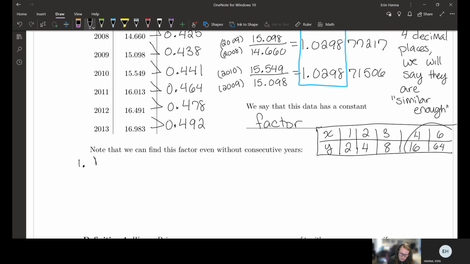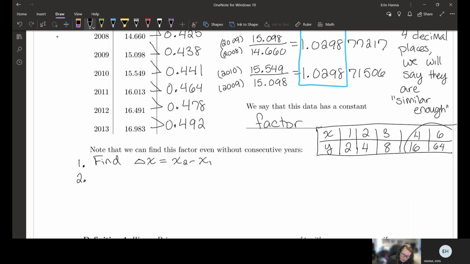What you're going to do is find what we're going to call delta x. So this is going to be some x2 minus x sub 1. Now this is even going to work even if you have consecutive years. So you can still use this process even if you have consecutive x values. So you're going to find the difference in the x values that you're considering.